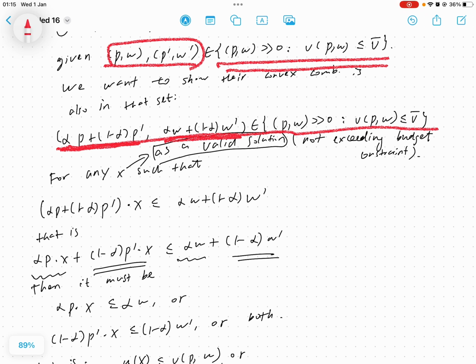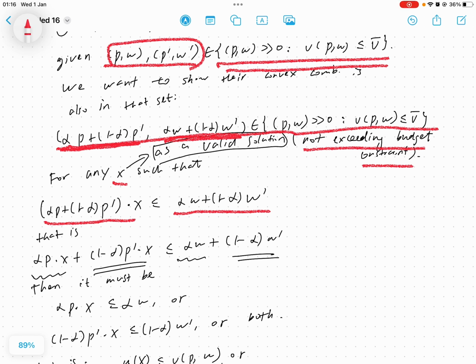Okay, so from here we know that for any x such that alpha p plus 1 minus alpha p prime, inner product with x, is less than or equal to alpha w plus 1 minus alpha w prime. This inequality simply means that this x has to be a valid solution. In other words, it cannot exceed the budget constraint in this case, no matter what this constraint is, right?